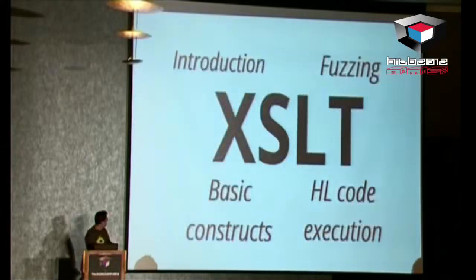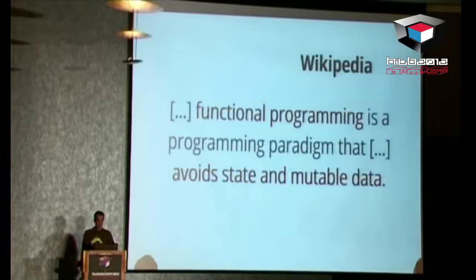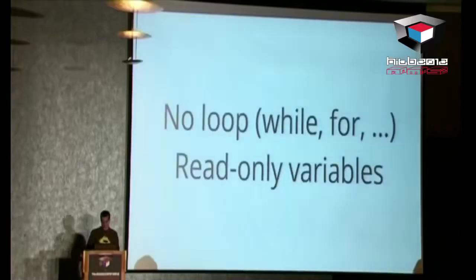Okay. So now we speak about basic constructs. The problem with XSLT is that it's a functional language. This means that by construction, you will not be able to create state, and you will not have writable variables. So from an exploitation point of view, it's a big problem because we can't create a loop. We can't create either for or while, and every variable is read-only.